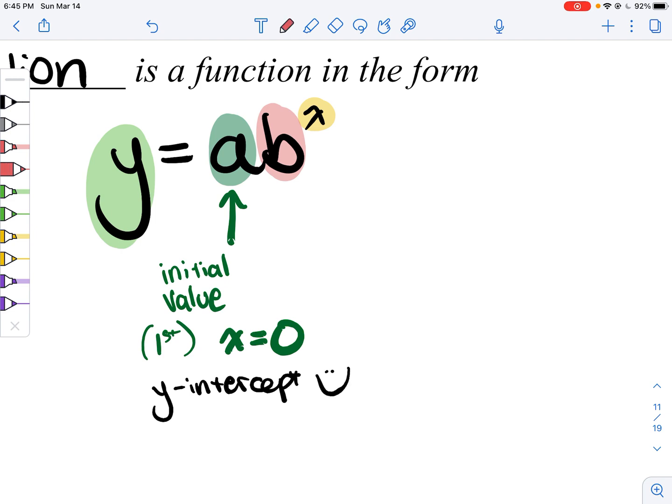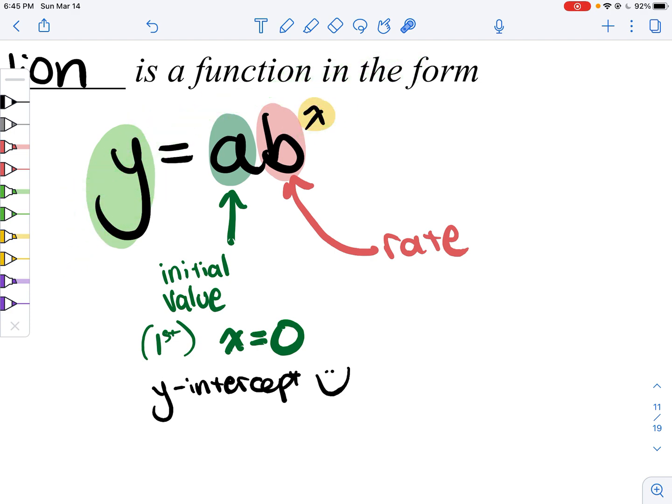And then b here is the rate at which it grows. Sometimes it's growing, it's getting bigger. Sometimes it gets smaller, and that's a decay because it's decaying. So I'm not going to write growth or decay rate. It's just rate, whatever it is. Okay. You know y and x are your coordinates.